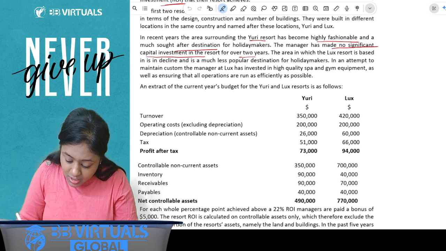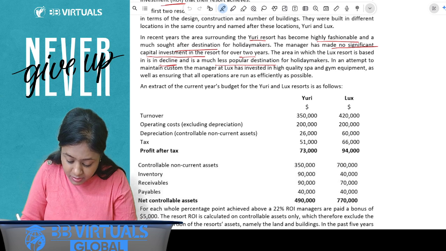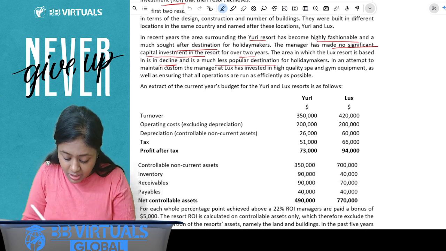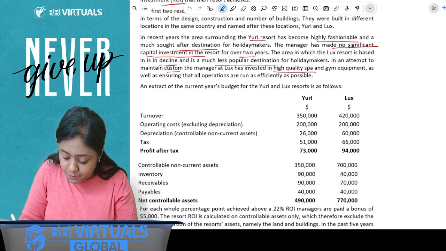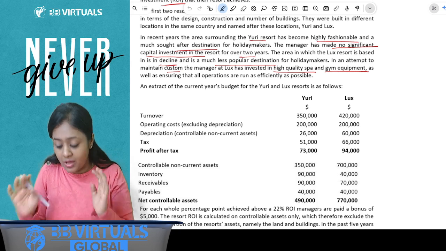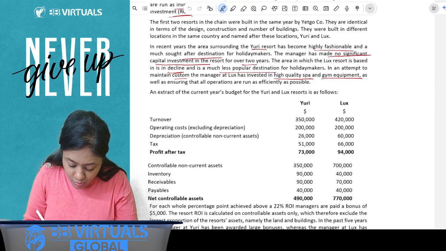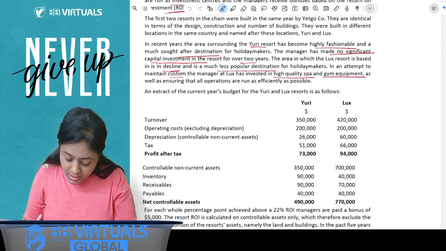Over 2 years, the area in which Lux Resort is based is in decline and is a much less popular destination for holidaymakers. But in order to make it more attractive and maintain custom, the manager at Lux has invested in high quality spa and gym equipment, more capital investments. So I think it will have lower ROI, as well as ensuring that all operations are run as efficiently as possible.